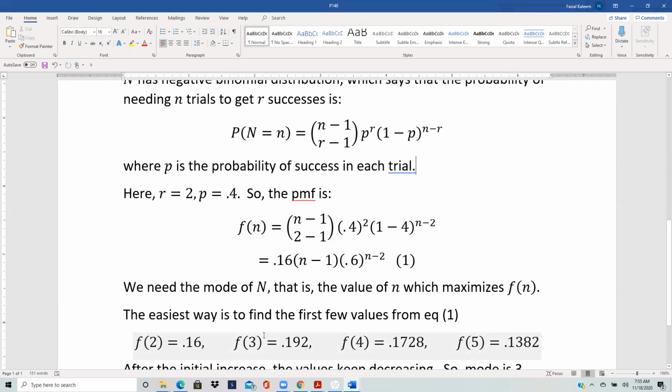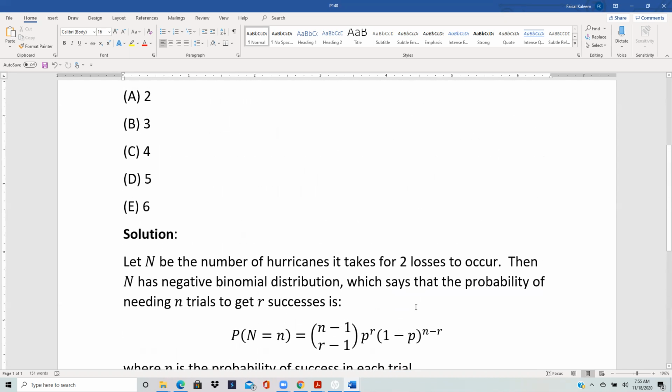So from this set of values, we see that the maximum value of f of n happens at n equals 3, which is 0.192, and so the mode is 3. That was choice B.